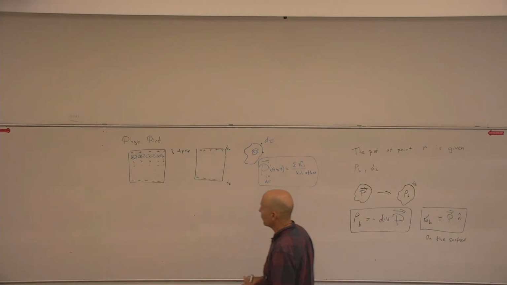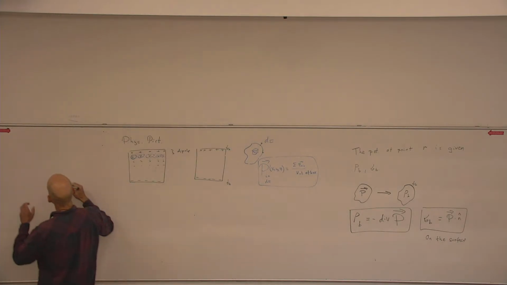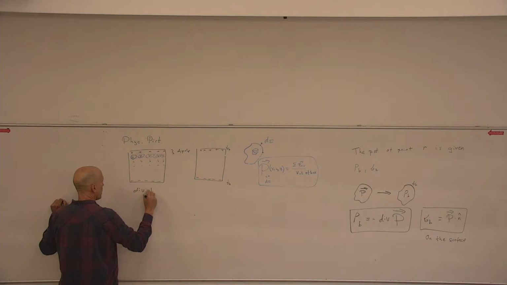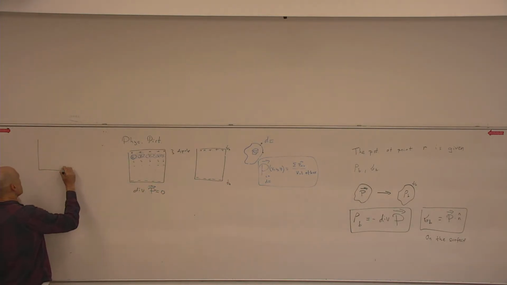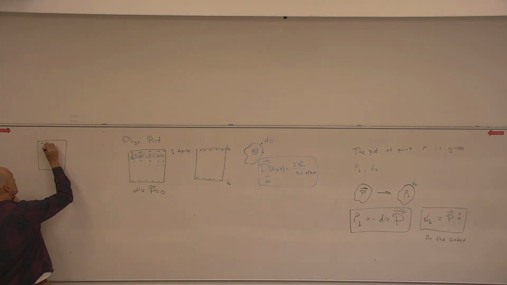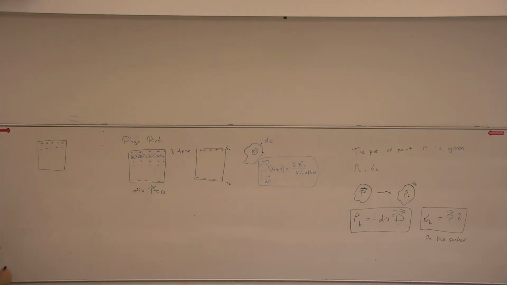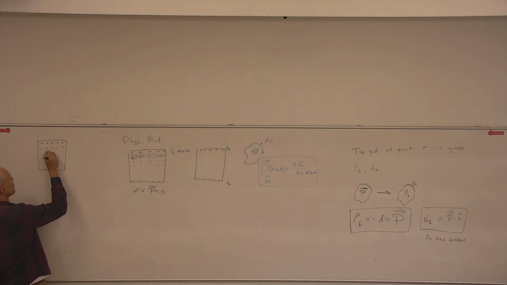If you have something more complicated, which I might fail, this was when div P is equal 0. But if I have something like this, plus, plus, plus, plus, plus, minus, minus, minus, minus, minus. So this is a dipole. This is one layer of dipoles. And now let's say you have plus, minus, plus, minus. So here there is nothing.